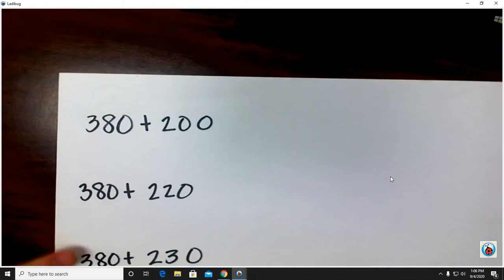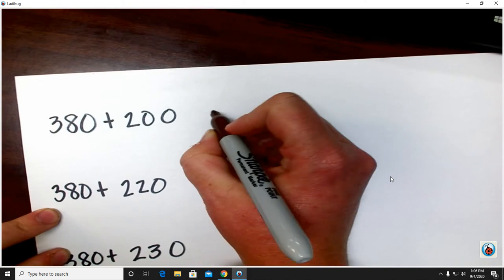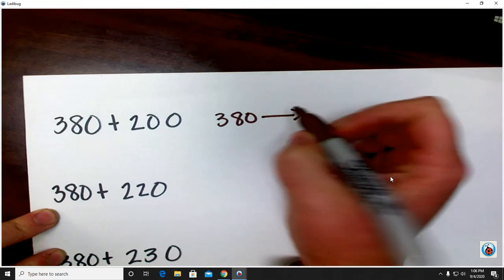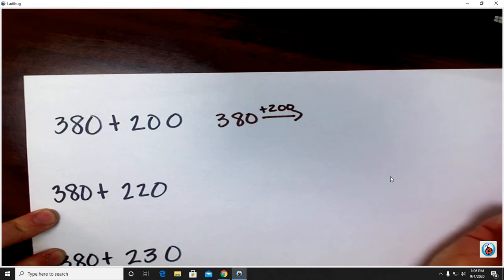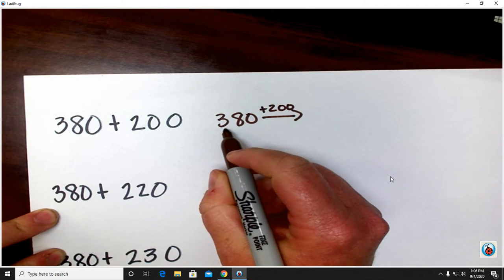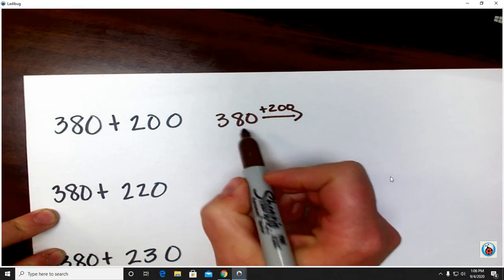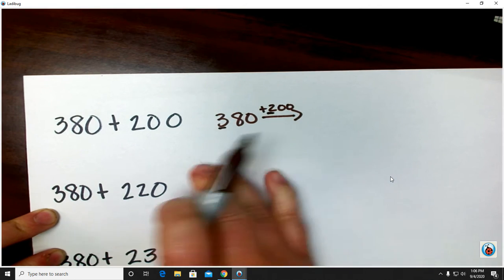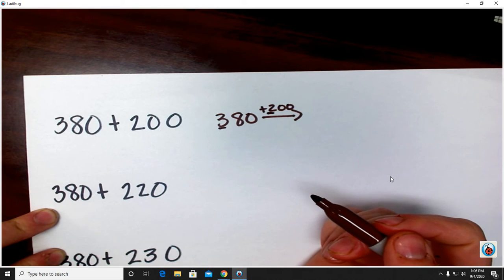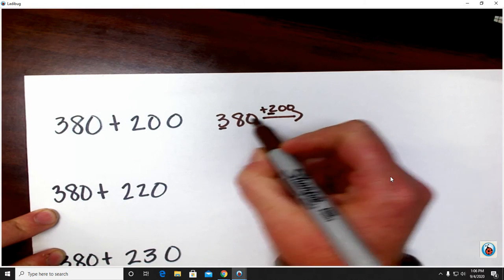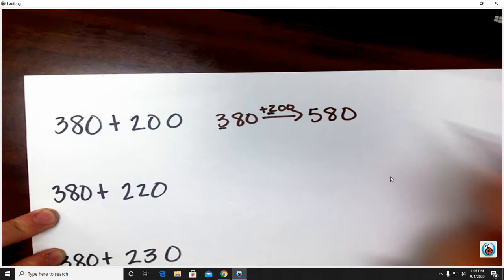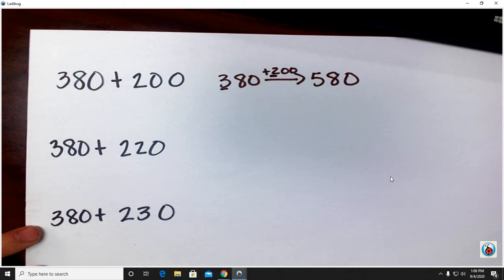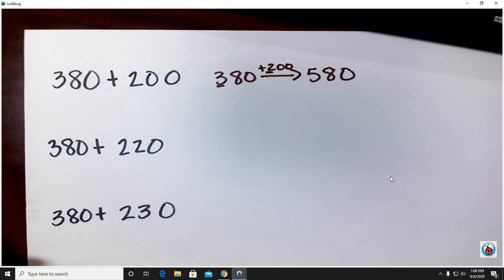So for the first one, 380 plus 200, I would just simply do 380, and I'm going to choose the arrow way, and I would just go 200. So I know that 380 plus 200, I'm only looking at my hundreds, so that's the only thing that will change. So I know that 300 plus 200 is 500, so I know it is 580.